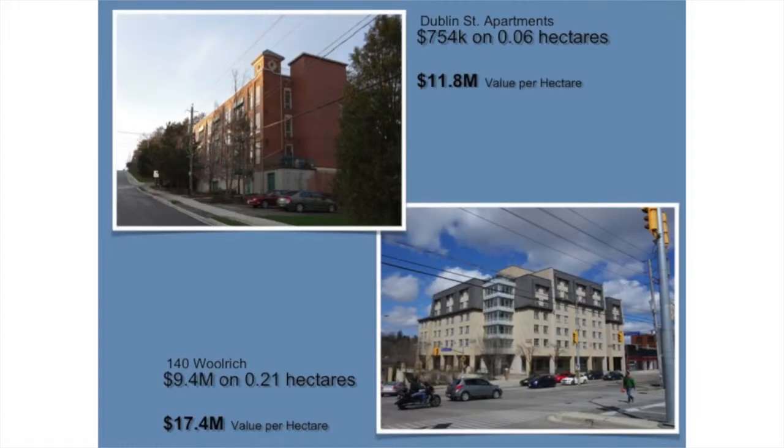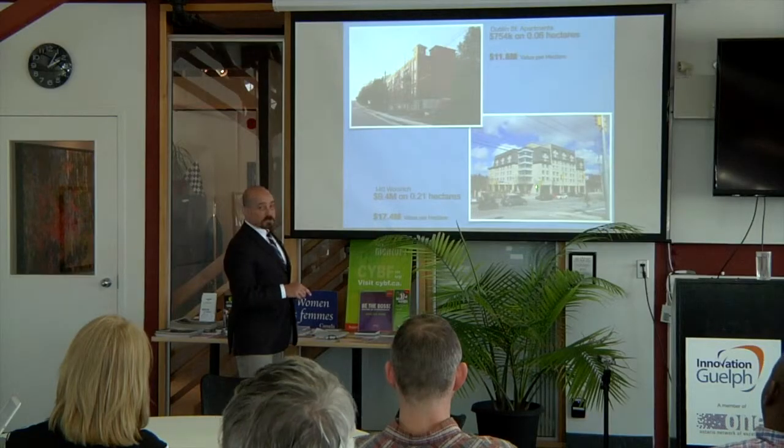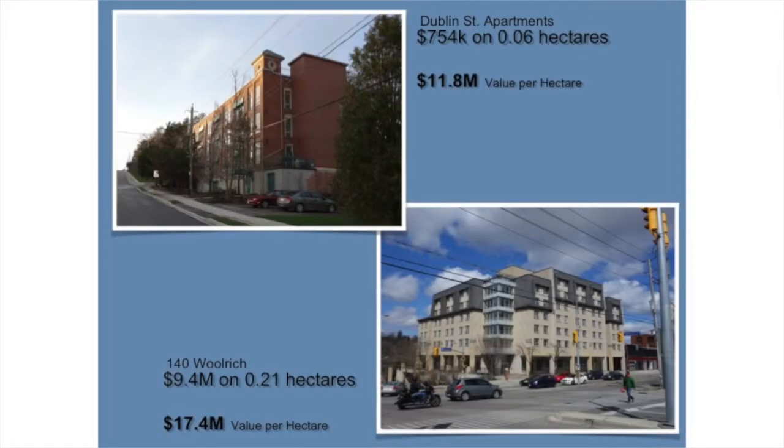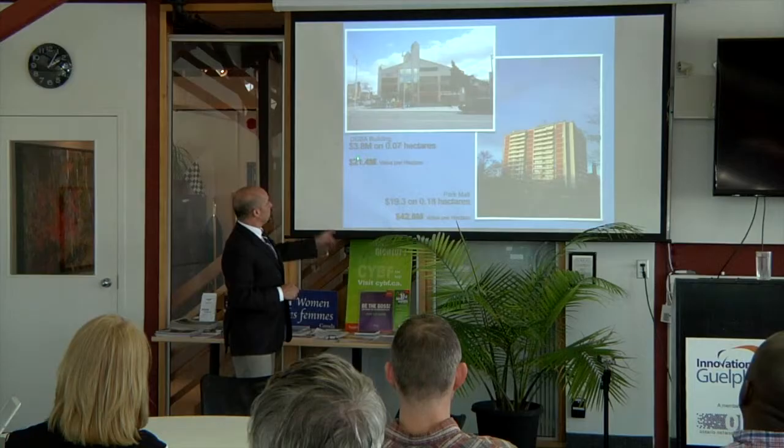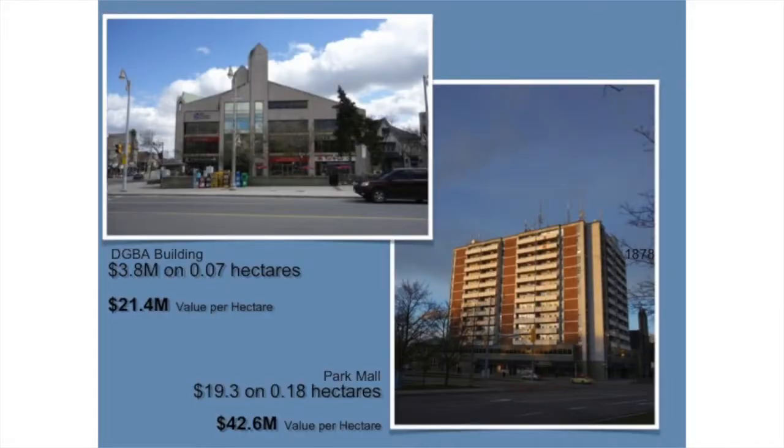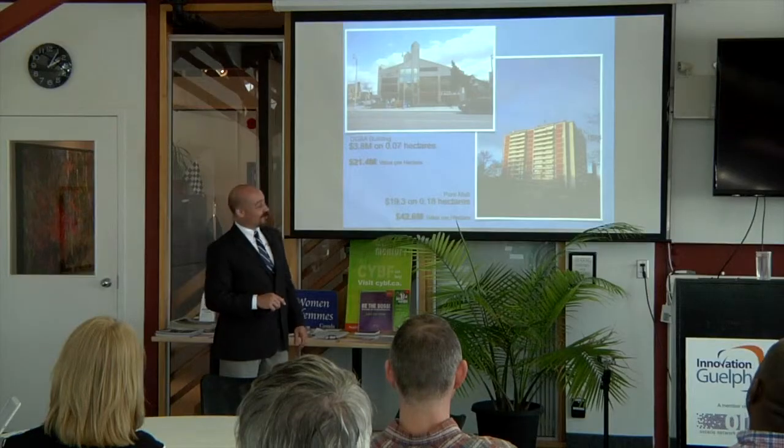So if that mall was potent at $8 million, $9 million, this is more potent than the mall. This is at 17 million per hectare, just down the street over here, 140 Woolrich. You get into the core of the downtown, this is at 21 million. And this is actually your most productive per hectare building.